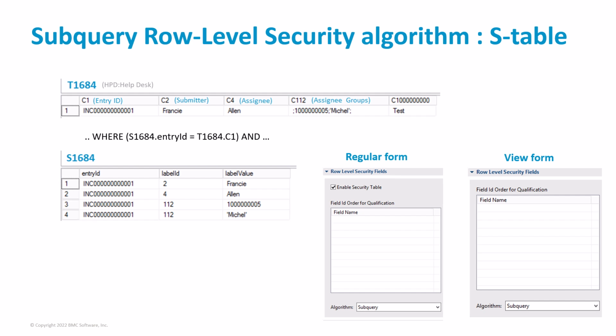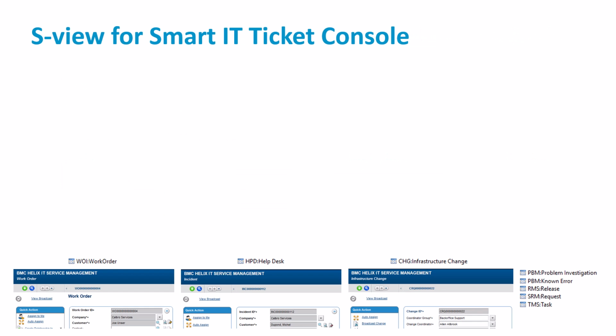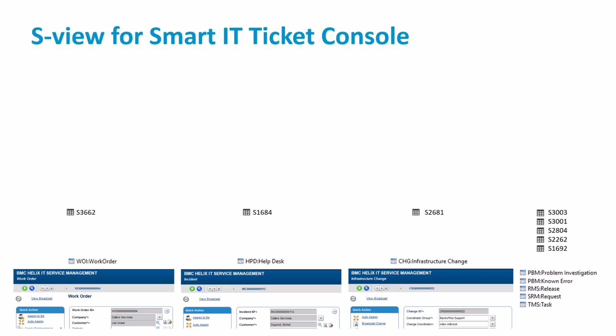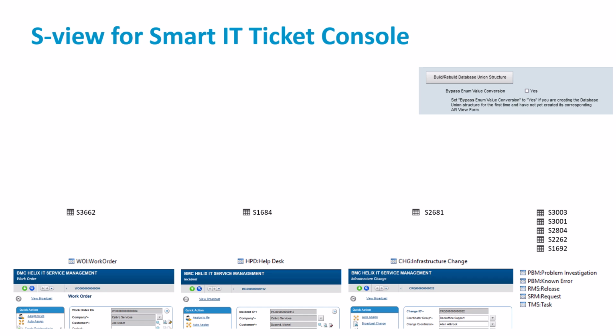In the next slides, I will first discuss building the S-views using the configuration console. After that, I will also quickly show how the AR-RLS utility can be used to trigger the build. At the bottom of the screen, we have again the ITSM request forms the ticket console combines. For each of these forms, we can select the Enable Security Table option in the Form Properties in Developer Studio to have AR System create and populate the S-tables. Once that process has completed, a rebuild of the database views for the ticket console can be triggered from the Union Configuration Console.